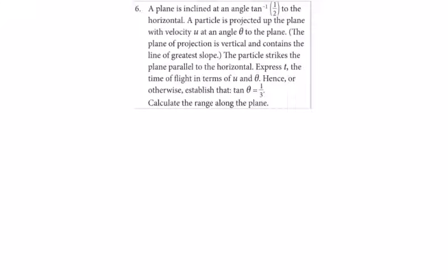In question 6, we have a plane inclined at an angle inverse tan 1 over 2 to the horizontal. So here's my plane, here's my horizontal, and in here I have the inverse tan 1 over 2. So let's just set up what the cos and sine of this angle are. Opposite over adjacent, giving root 5 as the hypotenuse. So cos A is 2 over root 5, and sine A is 1 over root 5.